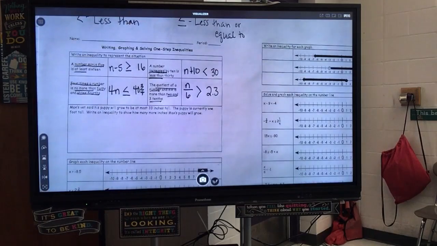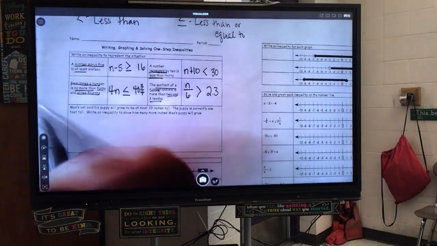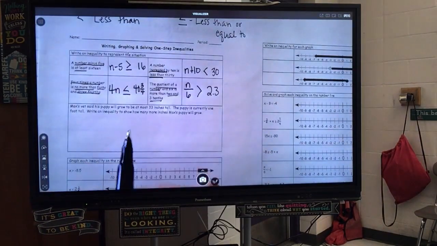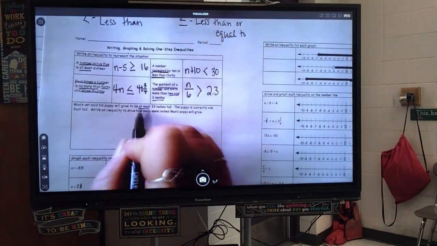Alright, so the next one. Max's vet said his puppy will grow to be at most 33 inches tall. The puppy is currently 1 foot tall. Write an inequality to show how many more inches Max's puppy will grow. Alright, so if we go back through this sentence, Max's vet said his puppy will grow to be at most 33 inches tall. What's important in that question? Cooper. The at most. Why is that important? Cooper.